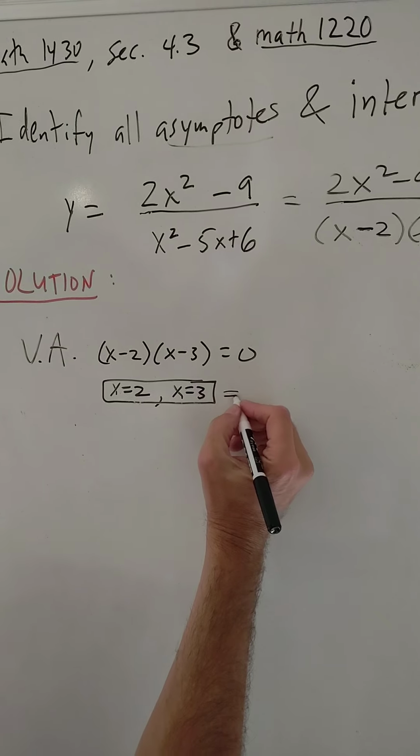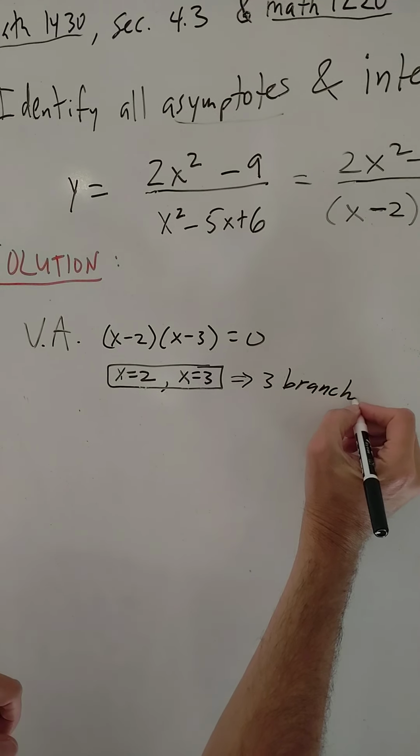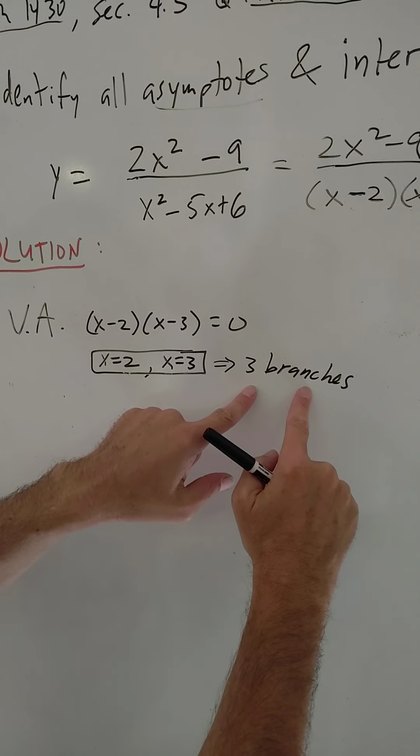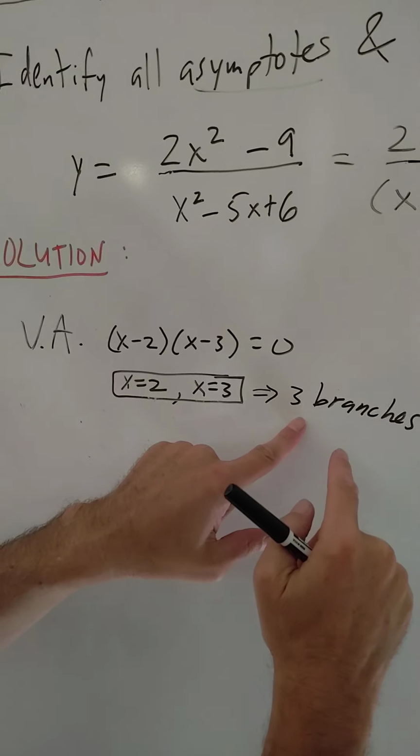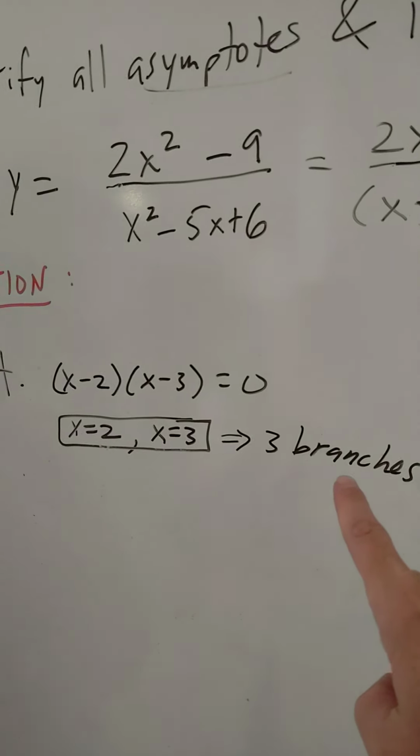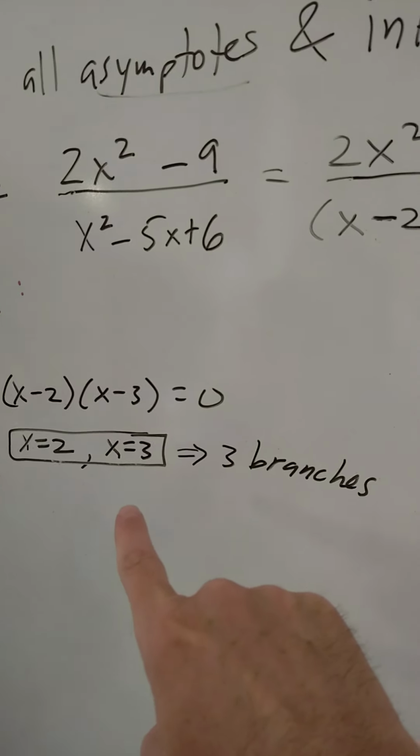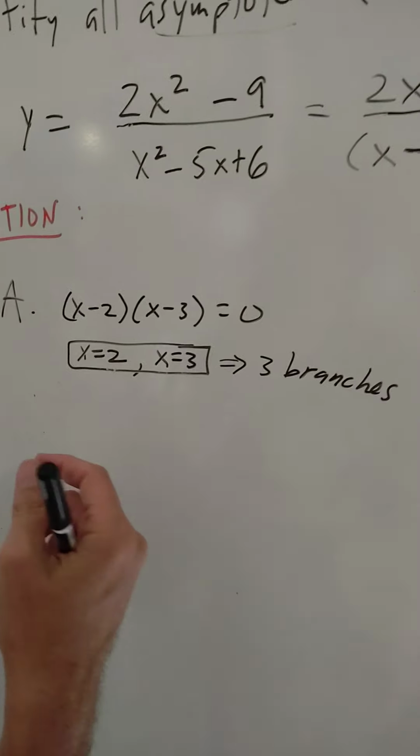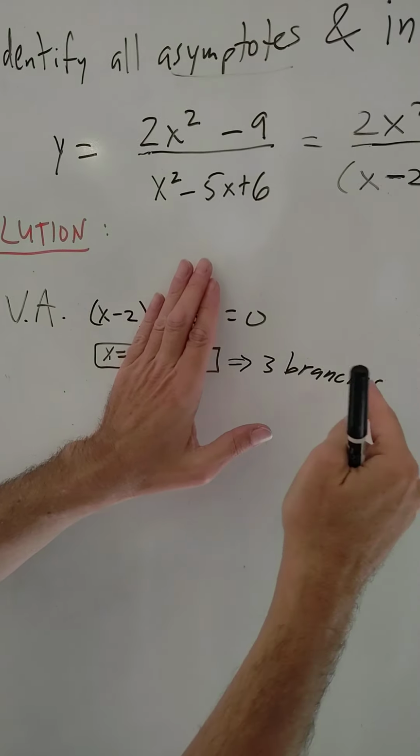And by the way, this is going to imply 3 branches on our graph. If you have two vertical asymptotes, you're going to have 3 branches. I'll tell you right now, the number of branches is one more than the number of vertical asymptotes. We only have 2 vertical asymptotes, so what's 2 plus 1? 3. That's a good thing to know for graphing anyway. If we only had one vertical asymptote, x equals 2 say, then we would have 2 branches.